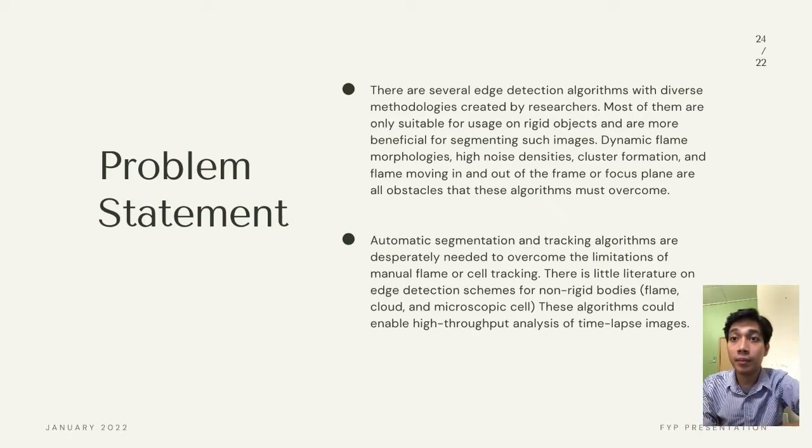For dynamic flame morphologies, high noise density, cluster formation, and flames moving in and out of the frame or focus plane are obstacles that this algorithm must overcome. An automatic segmentation and tracking algorithm is desperately needed to overcome the limitations of manual flame or cell tracking. There is little literature on edge detection schemes for non-rigid bodies, such as flame clouds and microscopic cells. This algorithm could enable high throughput analysis of time-lapse images.